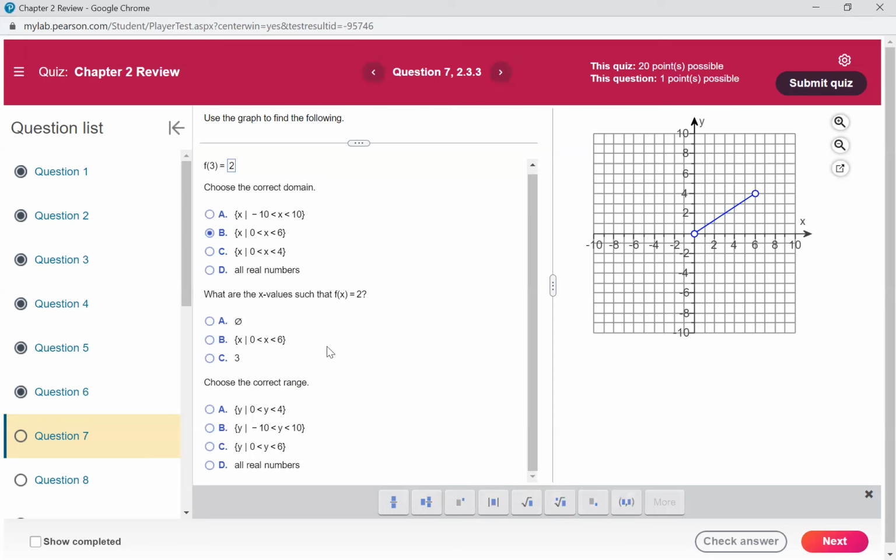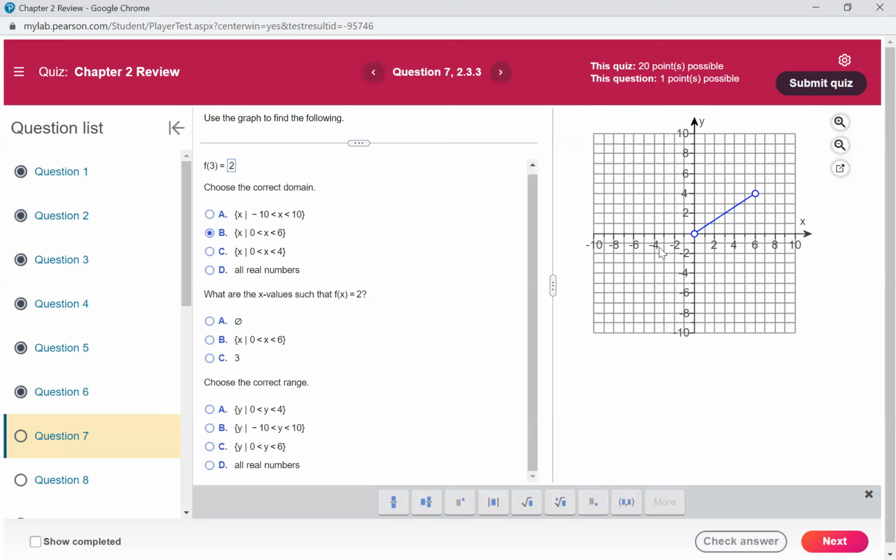All right, now be careful on this next one. It wants to know any x values such that f of x equals 2. So what they mean by that, they want me to find the x value that has a y value of 2. Remember, f of x is the same thing as y. So they're asking us what x value has a y value of 2.